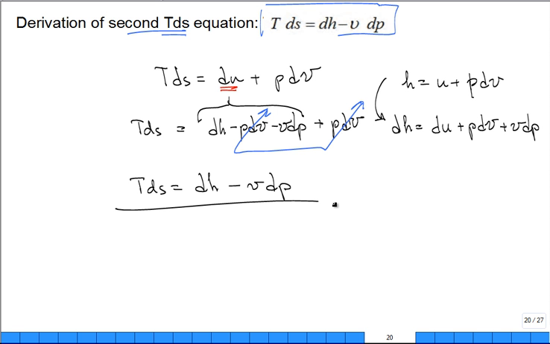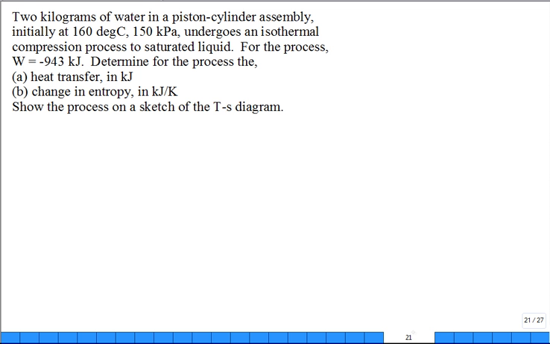I'm glad we did it, Professor. How are we going to use this? Let's solve a problem first, and then we'll do some generic application or use of it, okay? So 2 kilograms of water in a piston cylinder assembly initially at 160 degrees C, 150 kilopascal undergoes what type of process? Isothermal compression process to saturated liquid. For the process, they tell us what the work is. Determine for the process the amount of heat transfer. And then determine the amount of entropy change.